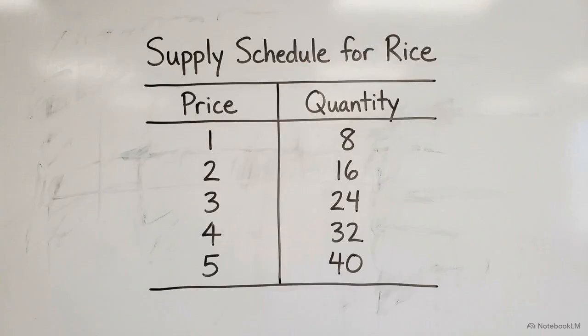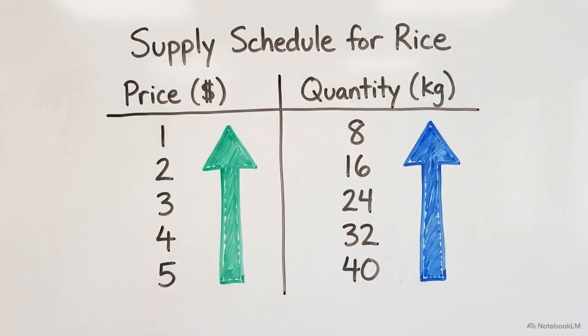This table is a supply schedule. It tracks the specific relationship between changing prices and the amount of rice a vendor is willing to bring to market. As we move down the rows, notice how both variables increase together. A price of 1 corresponds to 8 cups, but a price of 5 leads the vendor to supply 40.